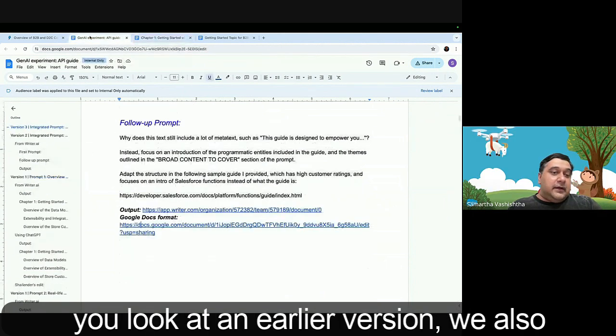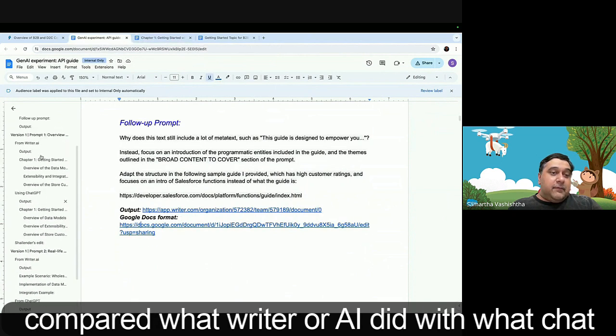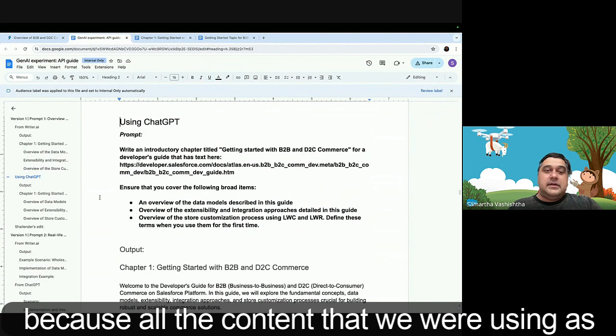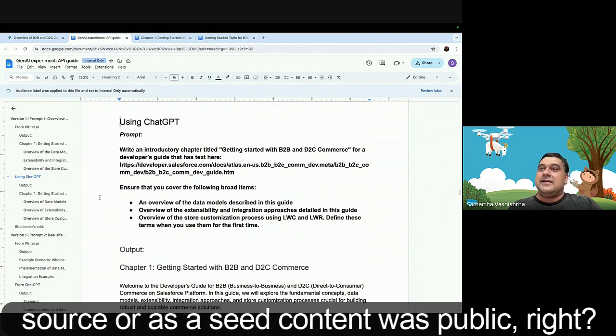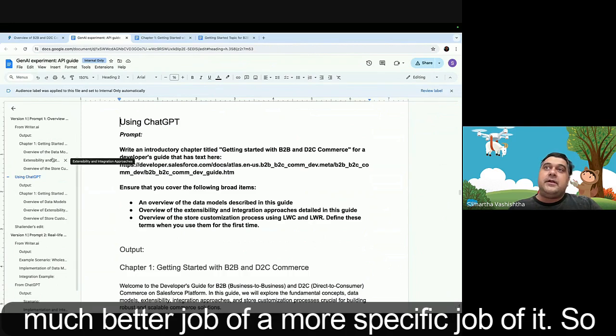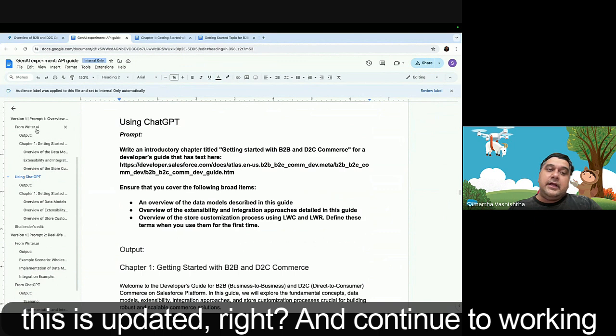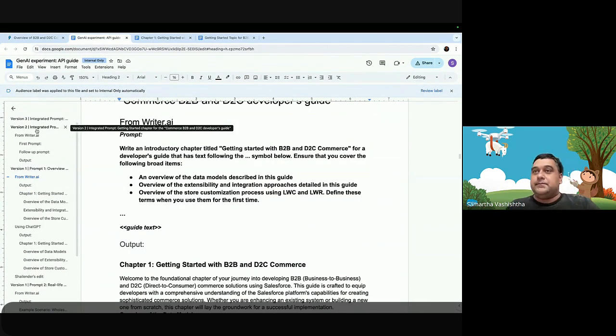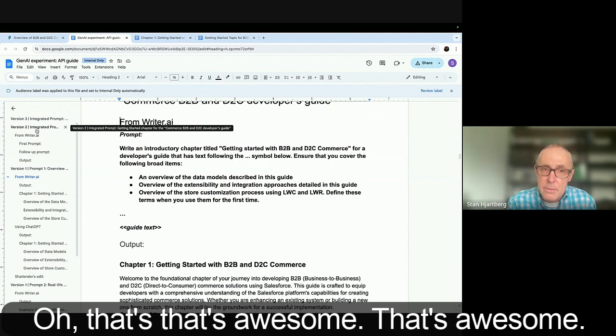But if you look at an earlier version, we also compared what Writer.ai did with what ChatGPT did, because all the content that we were using as seed content was published. But we saw that Writer.ai actually did a much better, more specific job of it. So we stuck to Writer.ai and continued working with it instead of going the ChatGPT or Einstein way. Oh, that's awesome to hear.